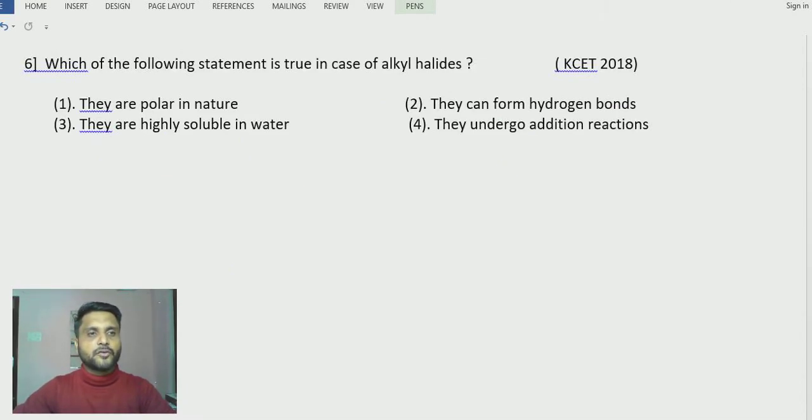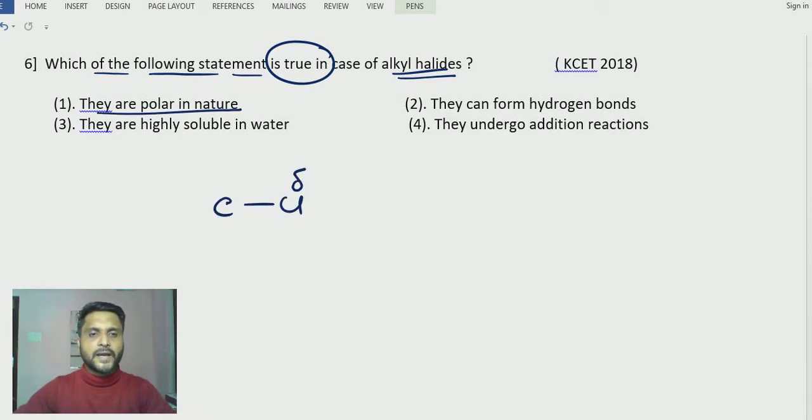Question number 6. Which of the following statements is true in case of alkyl halides? Option number 1, they are polar in nature. Correct. Carbon chlorine bond, if I do that, there is a chlorine negatively charged and carbon positively charged, which is polar in nature. This is true. Okay. They can form hydrogen bond, which is not true. I explained this in the synopsis part. Since they cannot form hydrogen bond, they are insoluble in water.